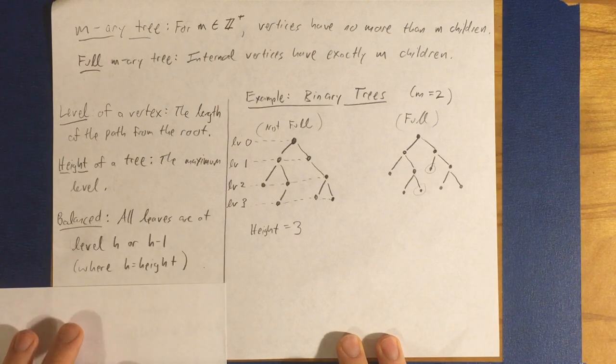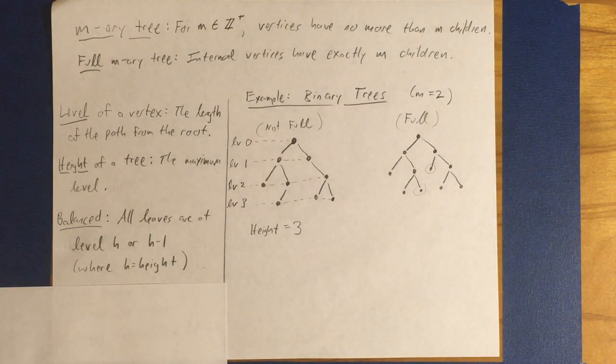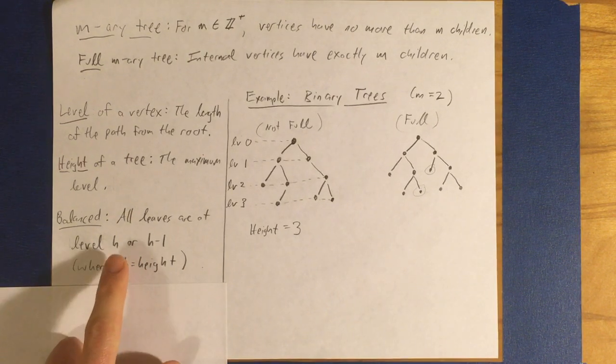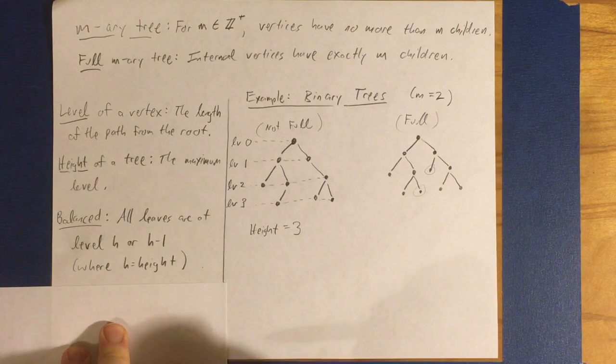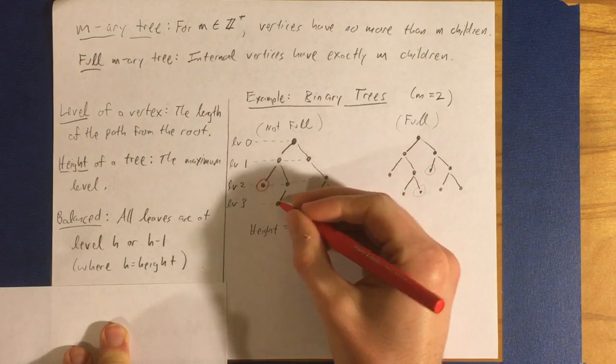So now, for m-ary trees like this, and for binary trees in particular, we sometimes care about whether the tree is balanced or not. And balanced means that all of the leaves in the tree are at level equal to the height or height minus 1. So in my definition here, I say level h or h minus 1, where h is height. So looking at our leaves, let's take our examples here, and I'm going to circle the leaves in red.